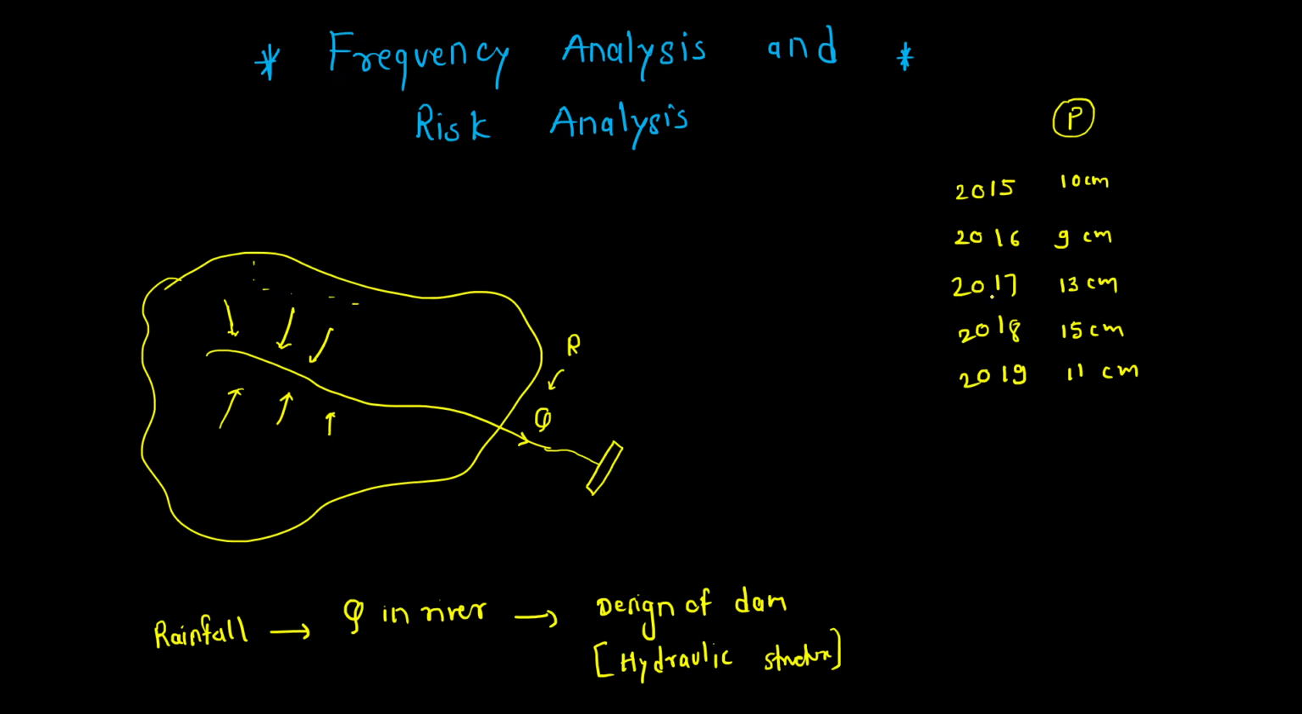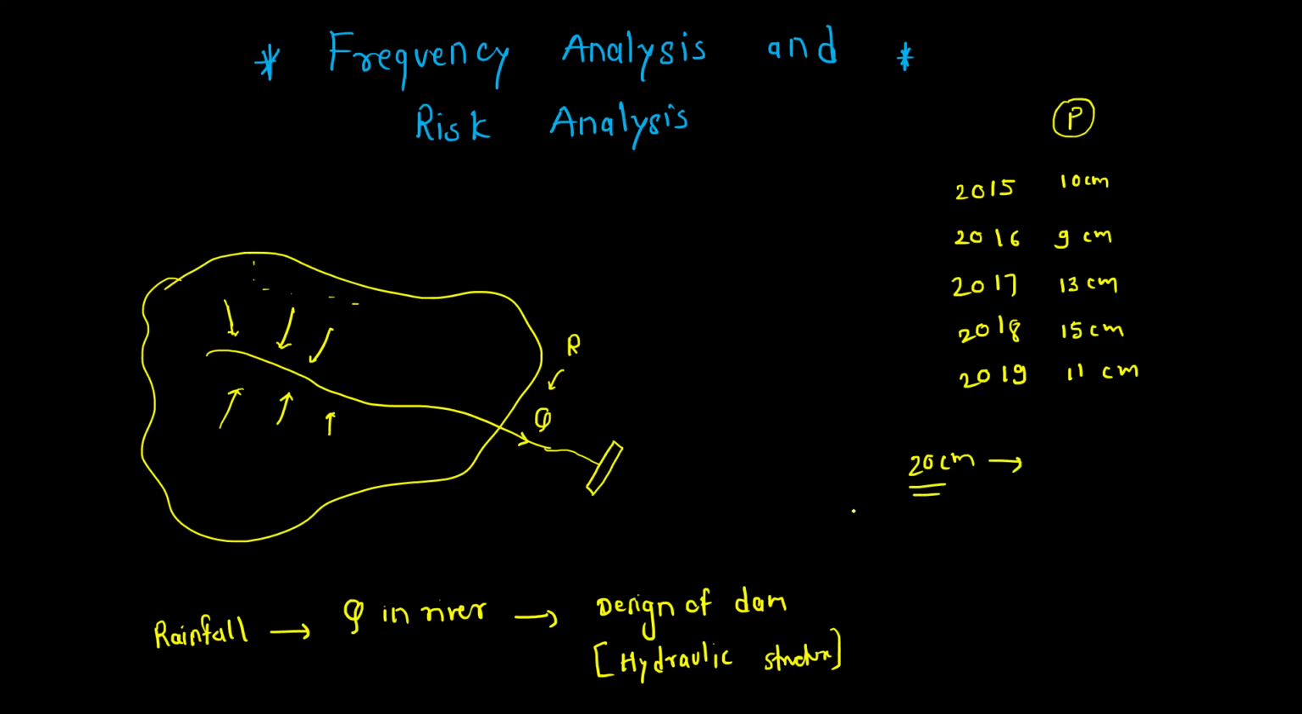So that means, let's say that now we have only taken the previous 5 years of data. If we take the previous 100 years of data, we will get some maximum value of precipitation. Let's say the maximum value of precipitation was 20 centimeter.